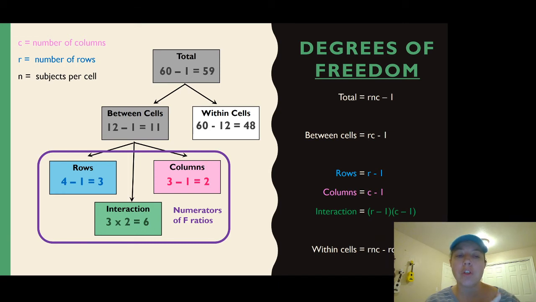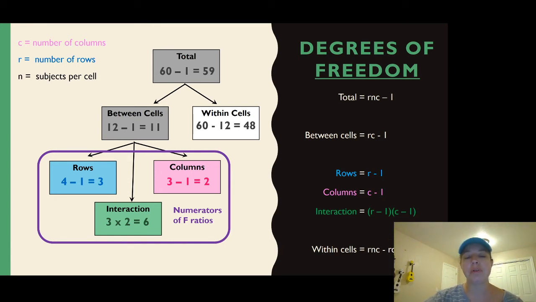So for the rows, for the sleep condition, our degrees of freedom are going to be 3 and 48. Remember, F tests have to have 2 degrees of freedom. In pink, for the columns, for the stimulant, the F test is going to have 2, 48 degrees of freedom. And the interaction between sleep and stimulant is going to have 6, 48 degrees of freedom.